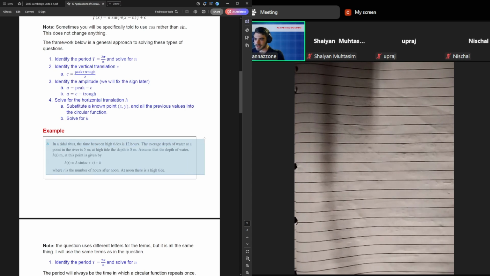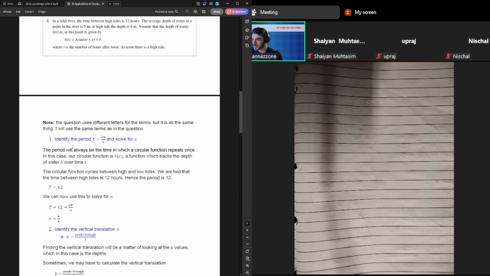So we're going to look at this example here. It's detailing time between tides. The circular function is depicting the height of a given tide for a given time. A whole bunch of information in there. We'll look at how we can digest that information into solving the particular terms of the circular function.